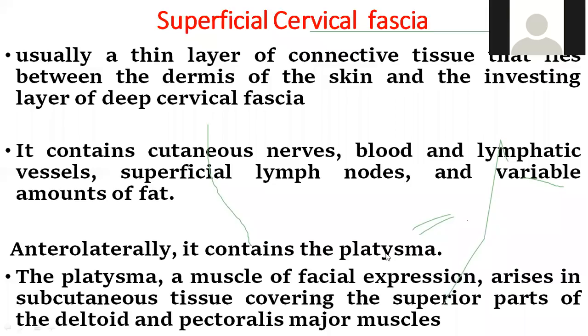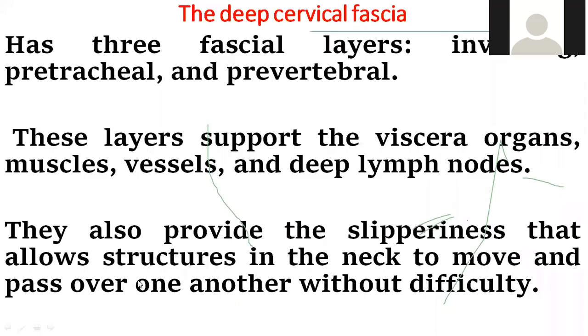They also provide the slipperiness that allows the structures in the neck to move and pass over one another without difficulty. So from what I've just said, you can see the function of the deep cervical layer. They provide the slipperiness that allows the structures within the neck to move and pass over each other without difficulties. Now, we are moving on gradually as we discuss the region of the thorax.